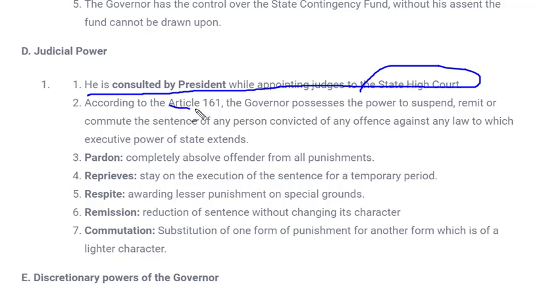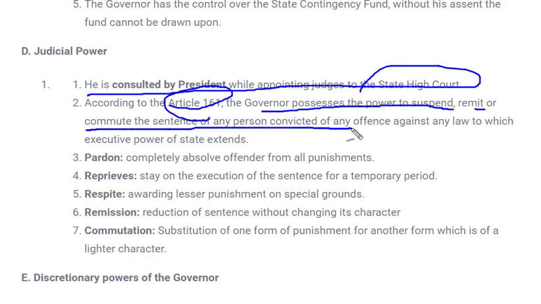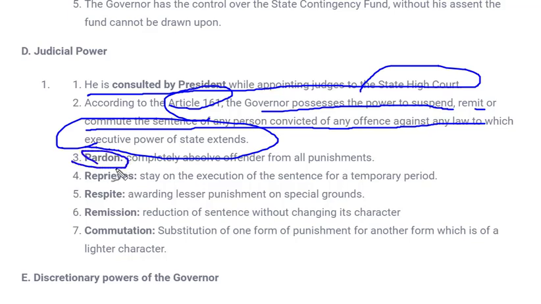Next, according to Article 161, everything is mentioned under some article or other. In Article 161, the Governor possesses the power to suspend, remit or commute the sentence of any person convicted of any offence against any law to which the executive power of the state extends. So let's see what his pardoning powers are. First is pardon. Pardon means completely absolving the offender from all punishment.